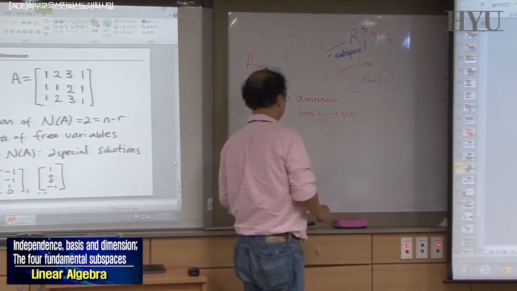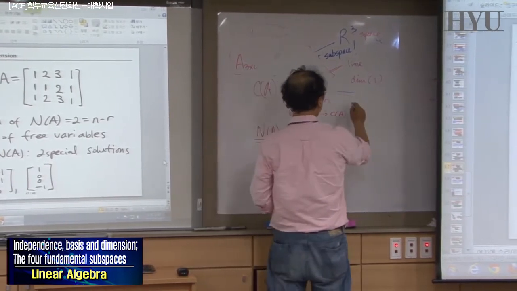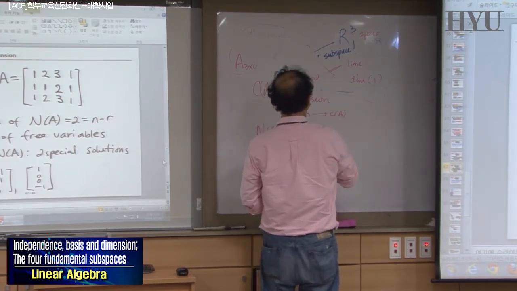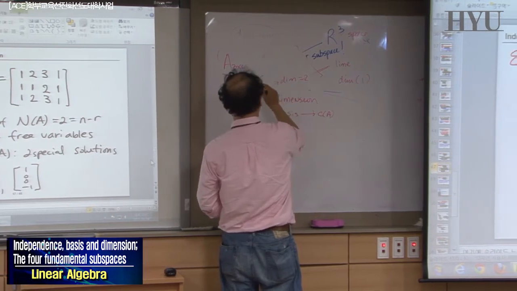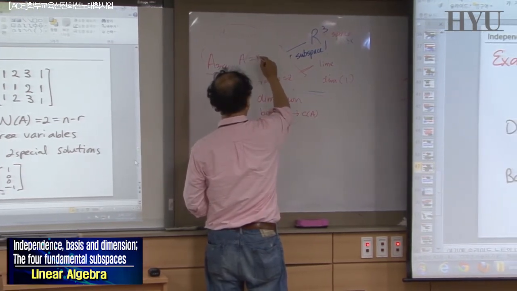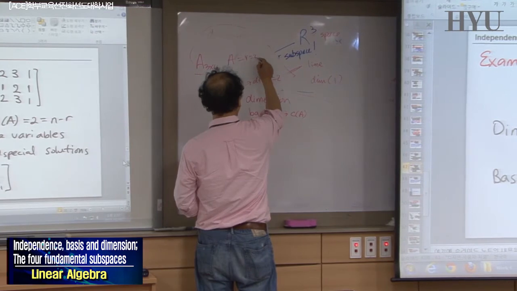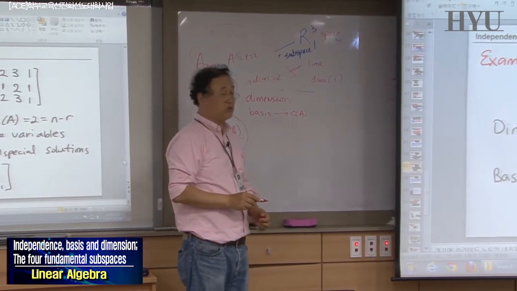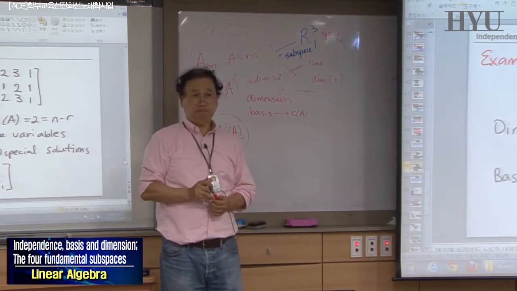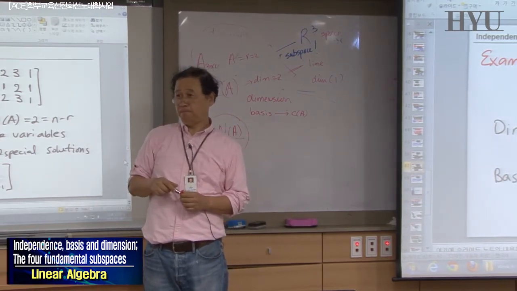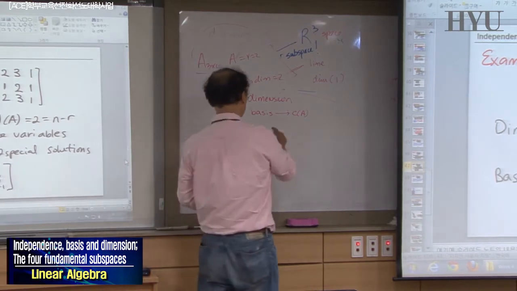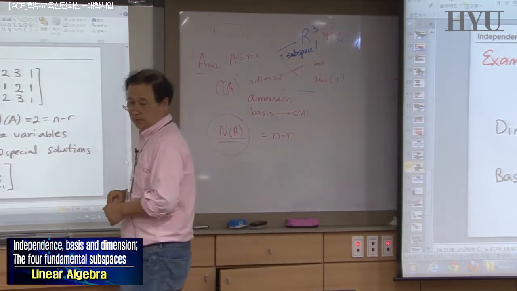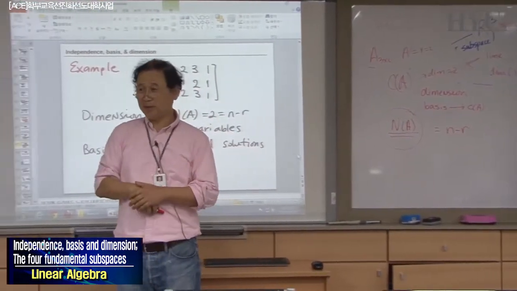Another one is from here, they say the dimension here is 2. Also this matrix A has rank 2, right? Then this null space. What's the dimension of the null space? Also in this case, we have m minus r. So now we can compute the basis of the null space.